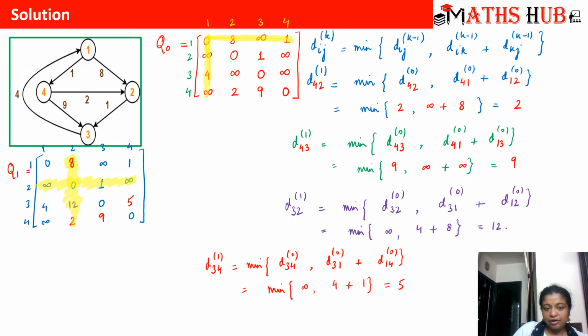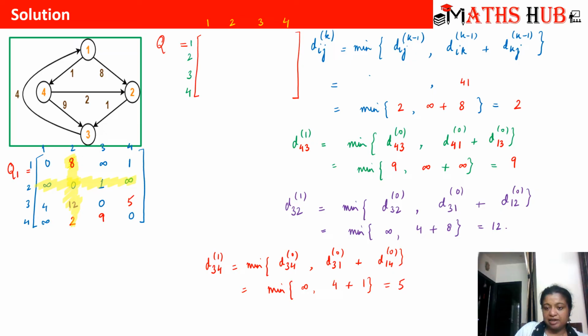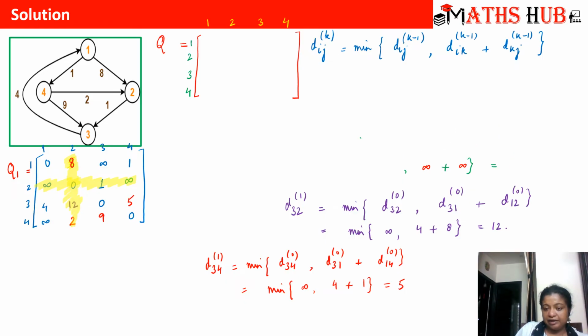So I'm just dropping off this matrix, right? And I'm also rubbing off this entire part, so that we can recalculate the rest of the entries. You are supposed to do it with me so that you don't face any doubts at the end, right? Okay.